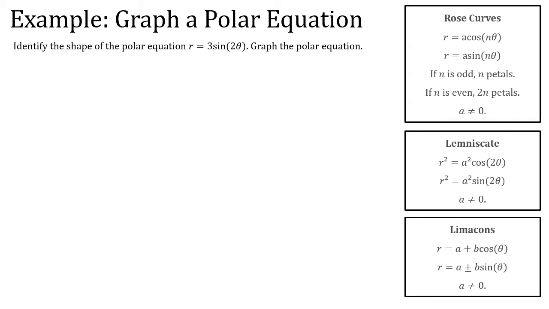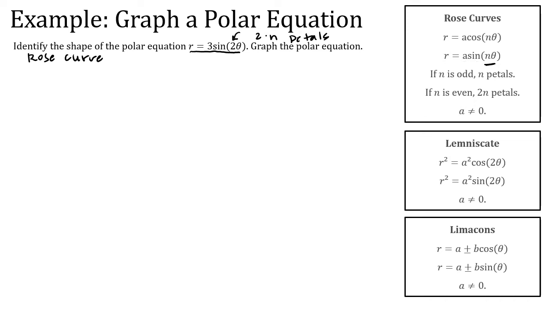I think that this looks like a rose curve because we have an a value being multiplied by the sine of the quantity n times theta, and that appears to be what we have here with 3 times the sine of 2 theta. Now, it appears that our n value is 2, and because 2 is an even number, I'm going to expect 2 times n petals. So 2 times n petals, which will give me 4 petals, right? So I believe that this is a rose curve, but we will see here in just a minute.